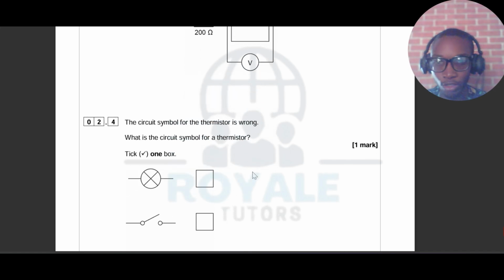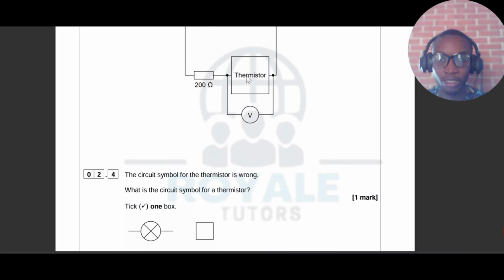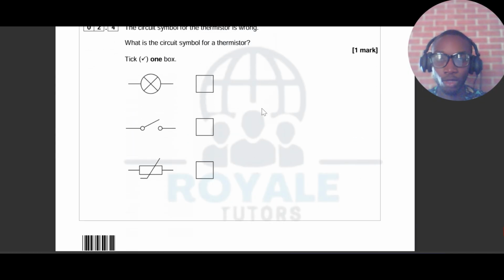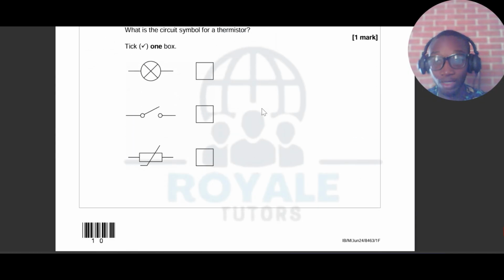So where's our question? The question says the circuit symbol for the thermistor is wrong. What is the circuit symbol for a thermistor? So this is not the actual symbol for a thermistor. So based on what we learned in class, what is the actual symbol?